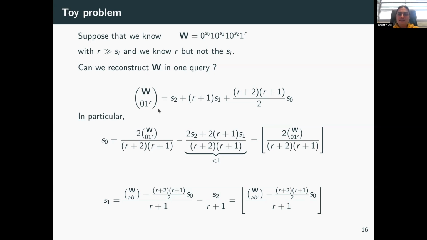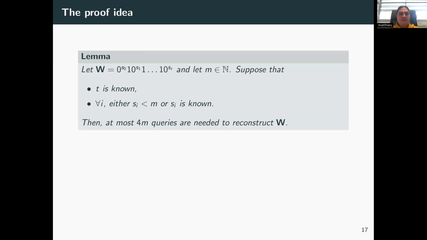And in fact, this idea can be generalized, and we can be more precise about what we mean by R much larger than Si, in such a way that we can recover many more blocks of zeros with only one query, under some hypothesis. This can be written as the following lemma. Suppose I know that W looks like this. Basically, the only thing I know is how many ones I have in W.